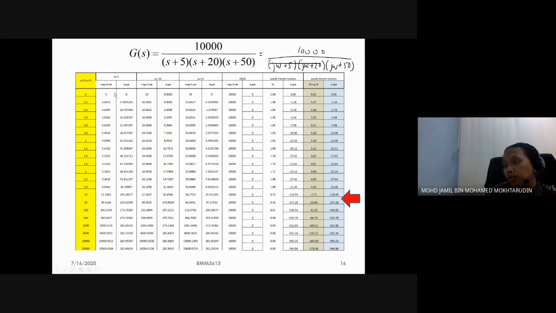Let's say the first omega is 0. So substitute 0 in all omega or w. So you get magnitude 5 and the angle is 0. Basically you need to substitute omega one by one and then determine the magnitude and angle. So what happens is that if omega is 0, you get this one equals 5.